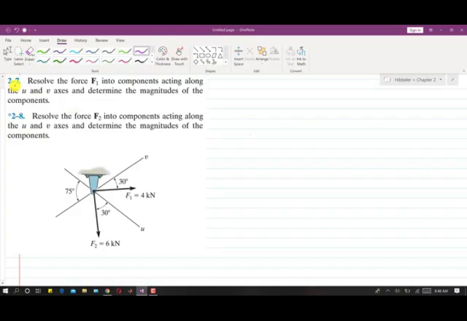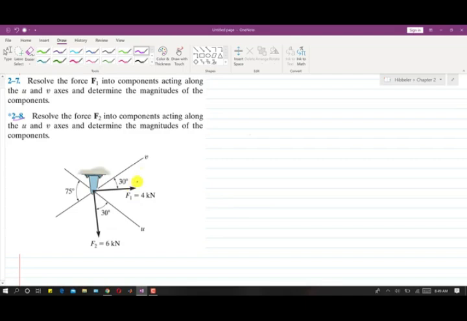I am going to solve this problem 2.7. In this problem it is said that resolve the force F1 into components acting along the U and V axes and determine the magnitudes of the components. So this is the F1 force and we are asked to find the components of this F1 along this U and V axes, right? So these are the oblique axes, so we are required to find the components of this F1 and this F2. In this second question, this 2.8, we are asked to also find the components of this F2 along this U and V oblique axes.